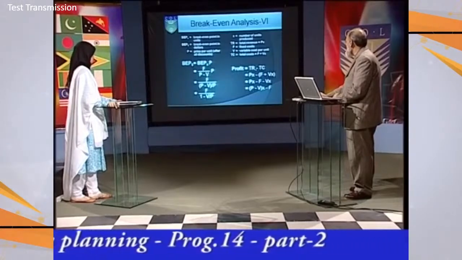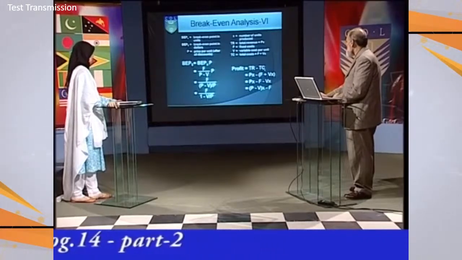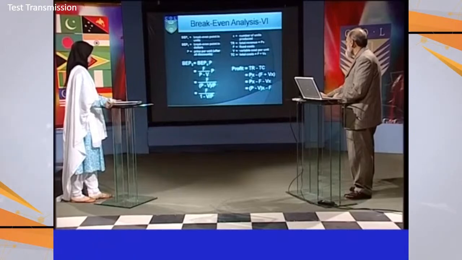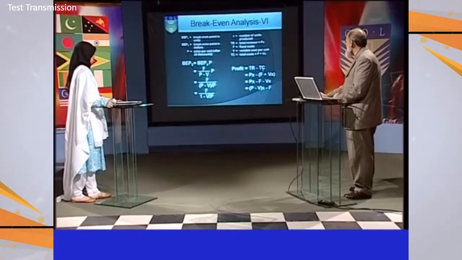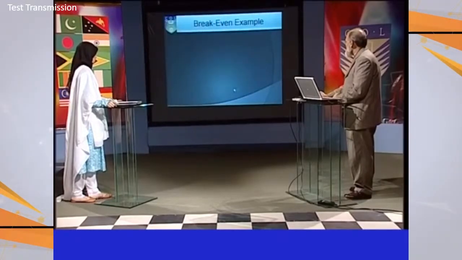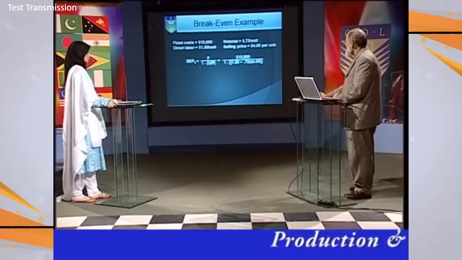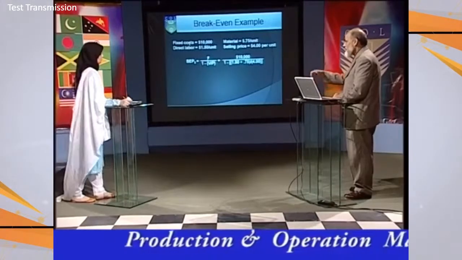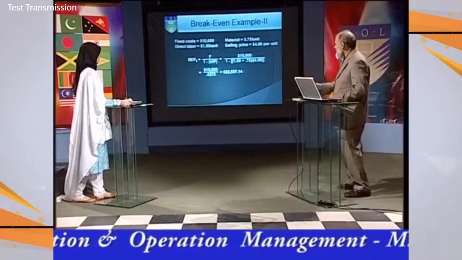And our profit will be total revenues minus total cost. You replace total revenues with PX, you replace TC with F plus Vx, and you come up with this final equation. This is actually your fixed cost. I'll explain it with the help of a practical example.